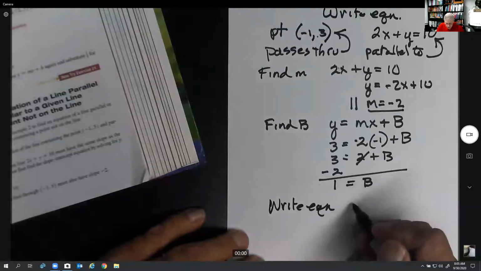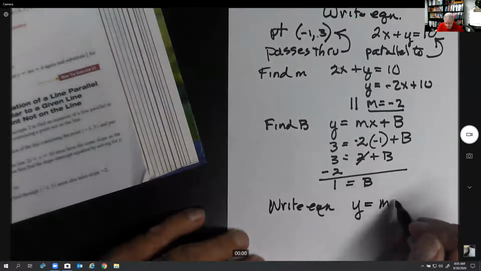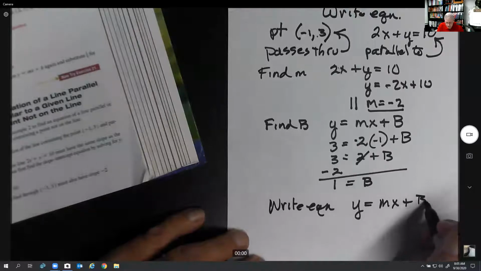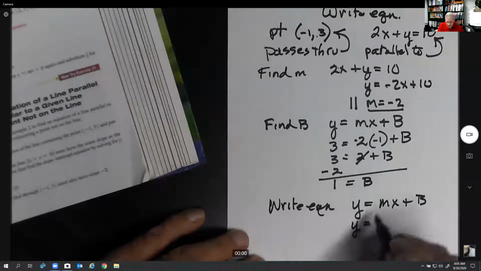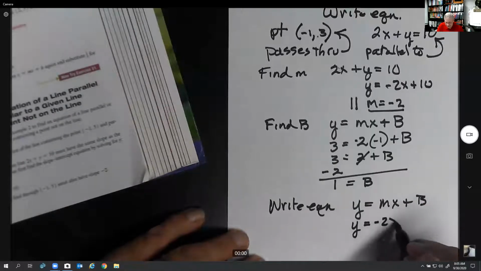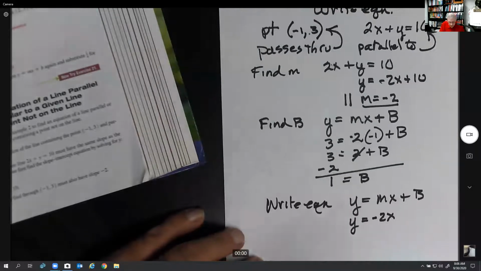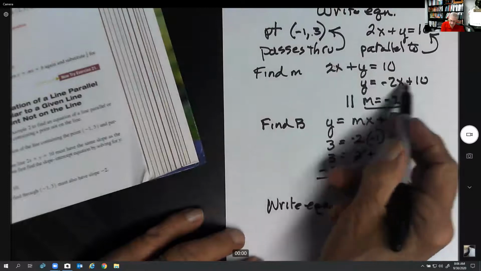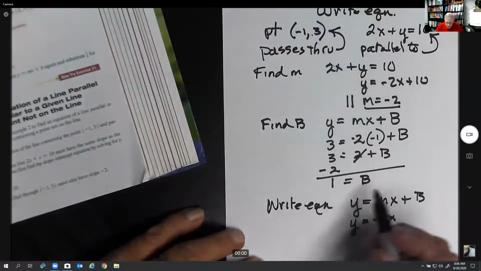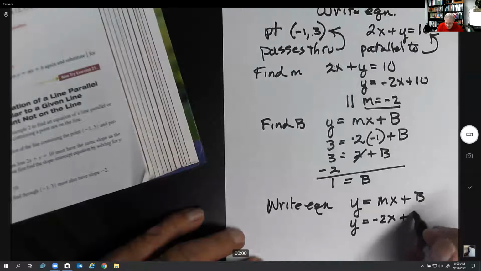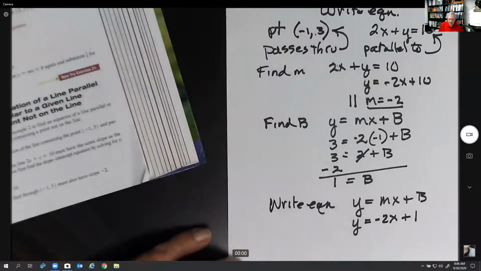So y equals mx plus b. In general terms, y equals m, -2x. See, now it's going to have the same slope as the equation we started out with. It was a little hard. We had to put this in a better form, in a graphing form. And then b is 1. This would be parallel to the one we had.